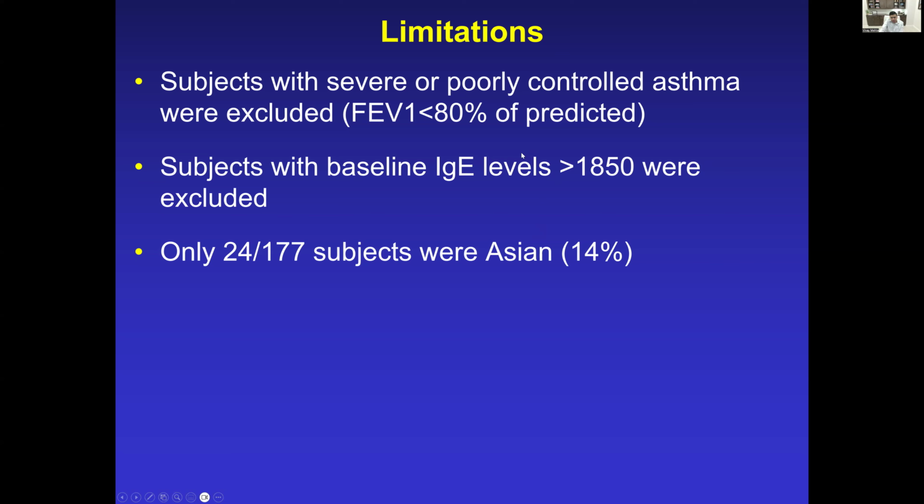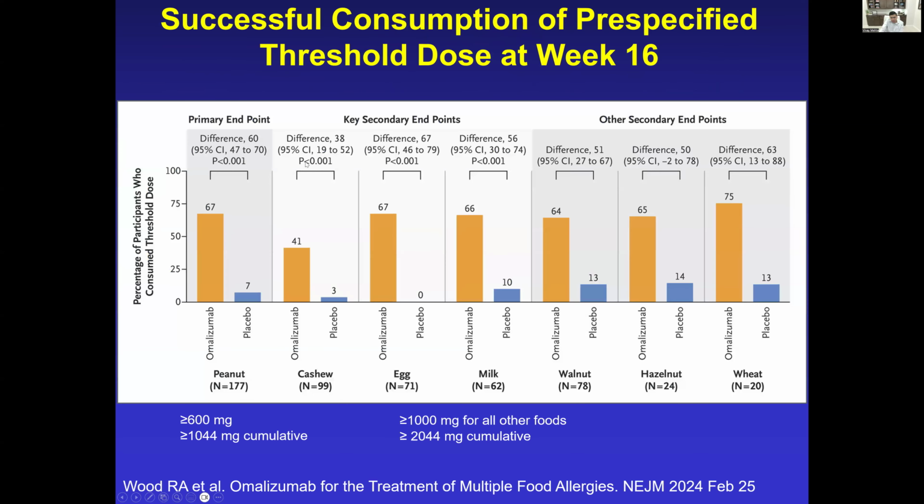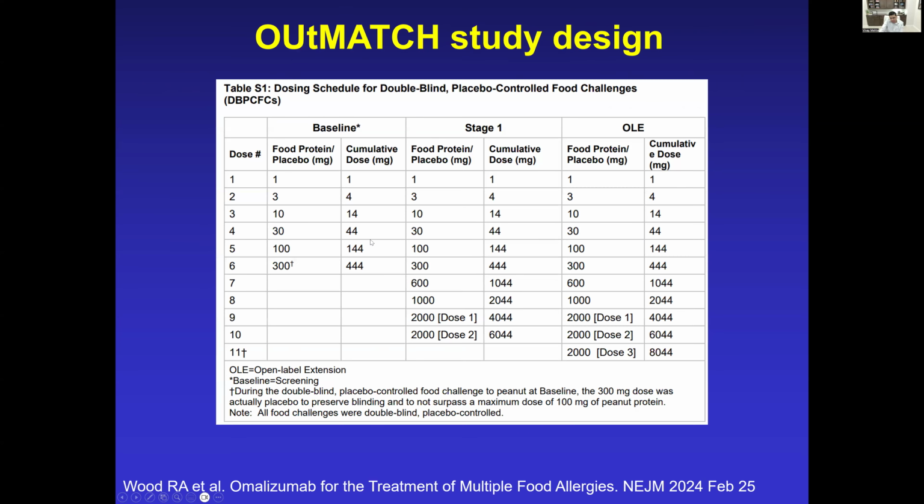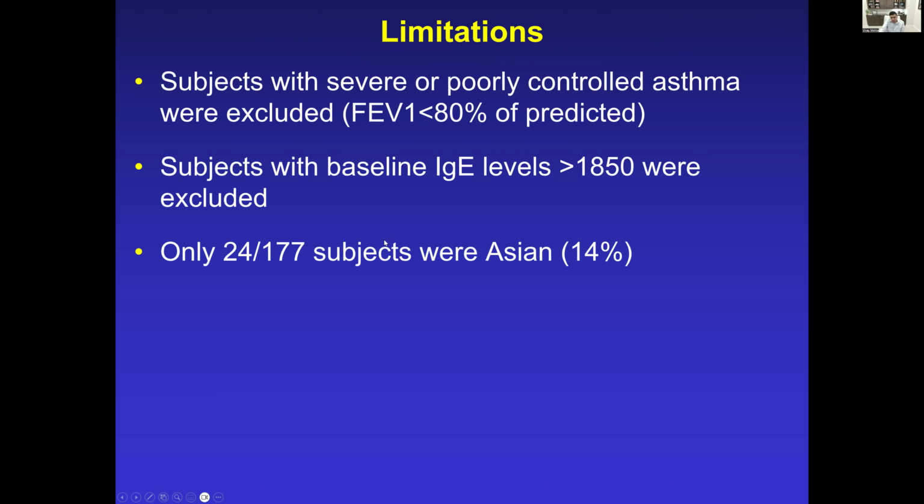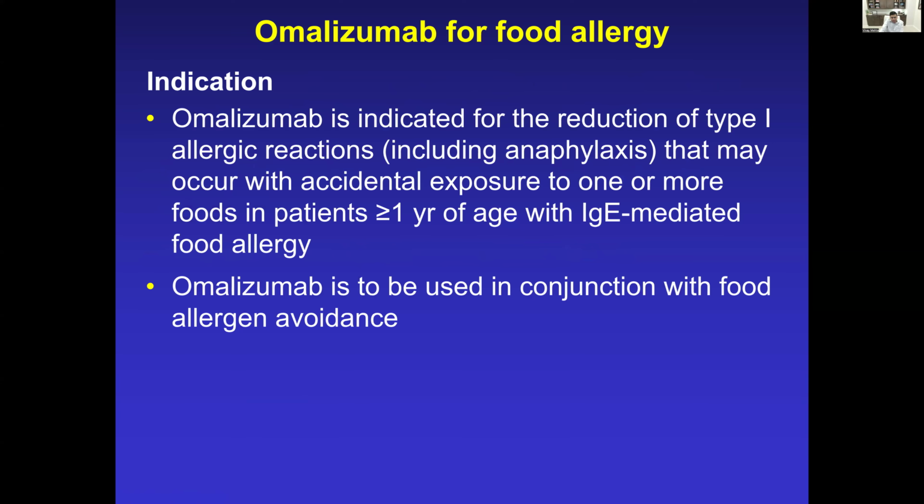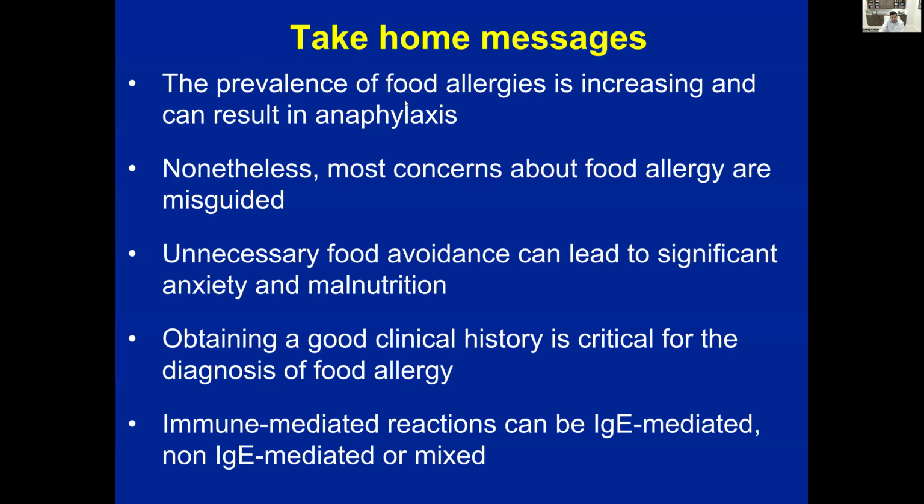A caveat in this study is that the dose of omalizumab is based on the total IgE level. The higher the baseline IgE level, the more omalizumab you have to give. So there's a practical limitation. The patients in the study had an IgE cutoff of 1850. If their IgE level was over 1850, they didn't qualify. Also, if they had asthma in this trial, their asthma was controlled. They didn't allow uncontrolled asthmatics. Anyways, in the future, this may become a viable option.